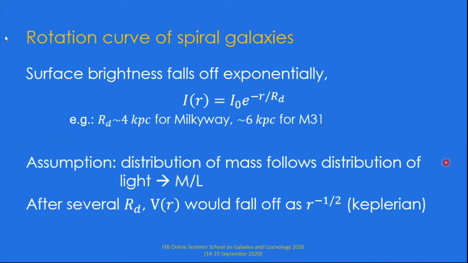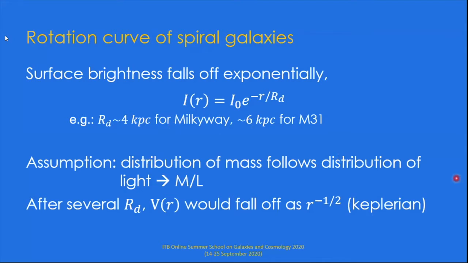Now let's see what the case is in galaxies, especially spiral galaxies. Surface brightness of the disk of spiral galaxies falls off exponentially, as shown here in this equation. Rd here is a characteristic scale that indicates how fast brightness falls off with radius. For our galaxy, for example, Rd is 4 kiloparsec, and for M31, it is 6 kiloparsec, meaning that the surface brightness of the Milky Way falls off faster with radius compared to M31.